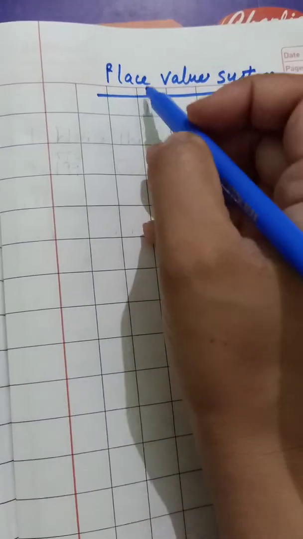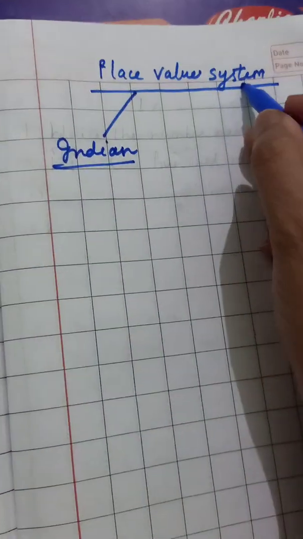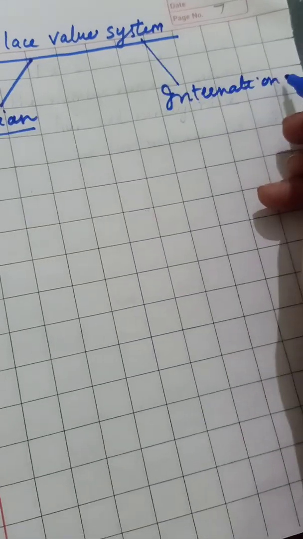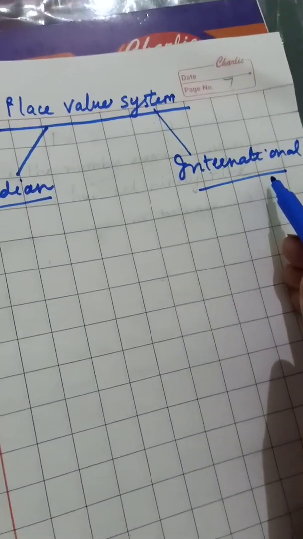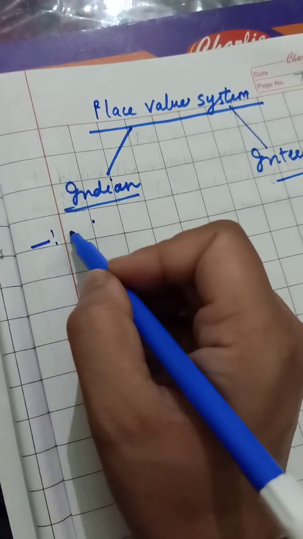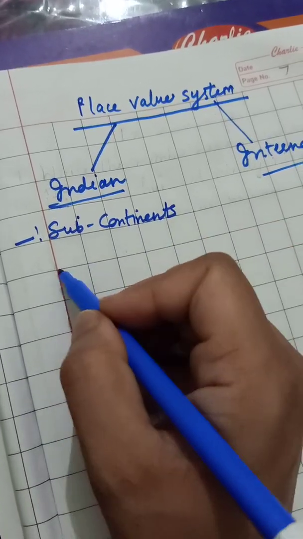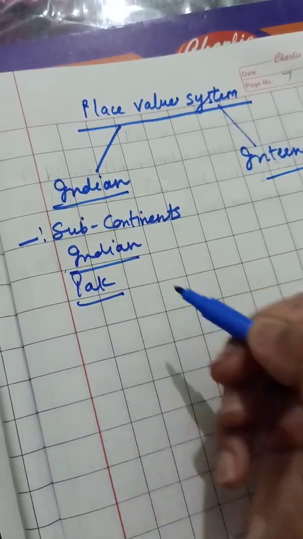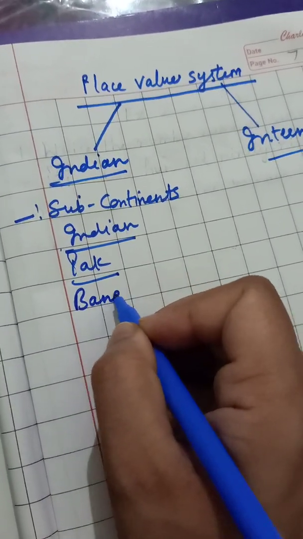So in the place value system, there are two types: one is the Indian place value system and the second is the international place value system. The Indian place value system is basically used in the Indian subcontinent. In India we use the Indian place value system. In Pakistan we also use it for counting, and also in Bangladesh.